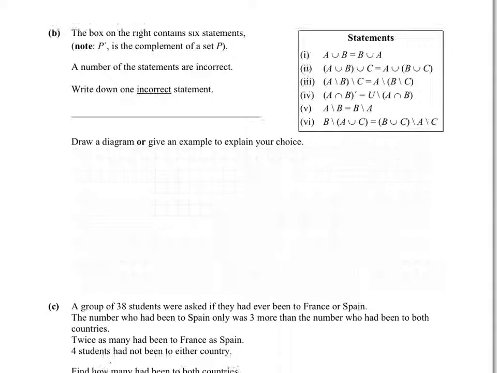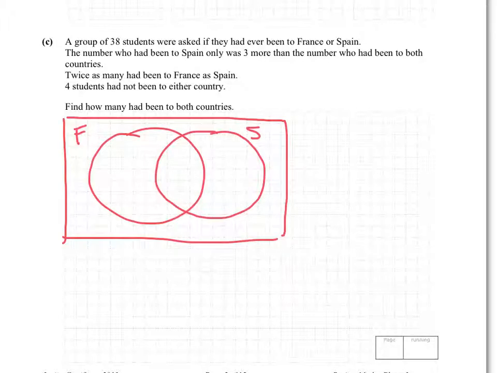Now moving on, we have a standard sort of set problem question, and it's best done by using a Venn diagram. So a group of 38 students, so that's the universal set, were asked if they had ever been to France or Spain. The number who had been in Spain only was 3 more than the number who had been in both countries.